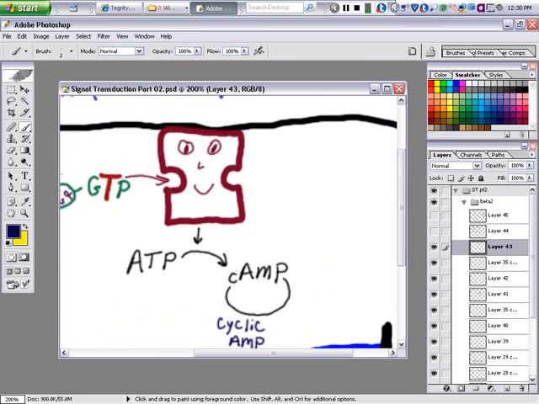Now before we continue this signal transduction cascade, we need to name this protein. What is the job of this protein? It converts ATP to cyclic AMP. So if we had to just make up a name for this protein, what would be a good name to give it? If you were the person who had to come up with the name of this protein, what would you call it?